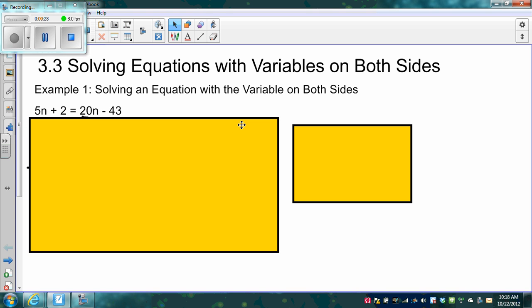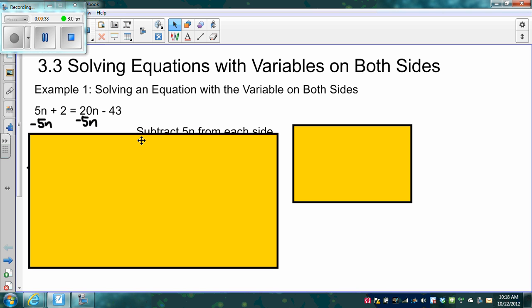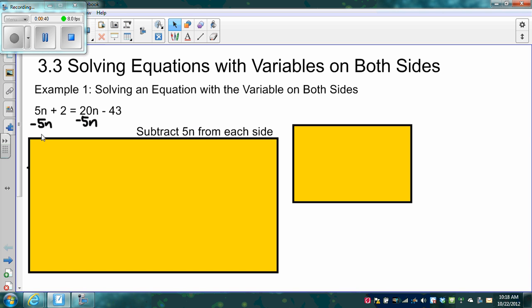So in this case, what we want to do is move the variables and the numbers associated with them to one side and all of the constants to the other. For the first step, I'm going to subtract 5n from each side so that I no longer have any n terms on the left side of the equation and they're all moved to the right side.